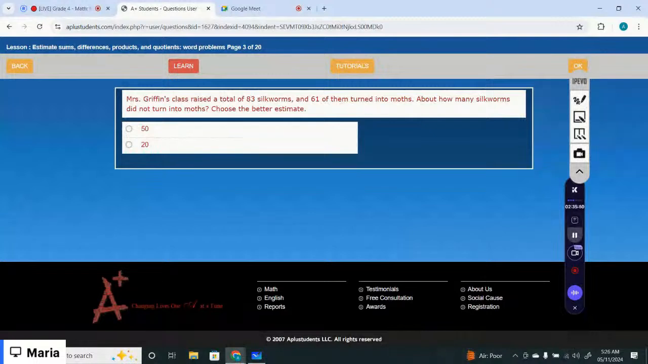Mrs. Griffin's class raised a total of 83 silkworms and 61 of them turned into moths. How many silkworms did not turn into moths? Choose the better estimate.